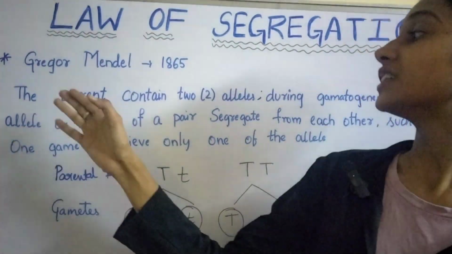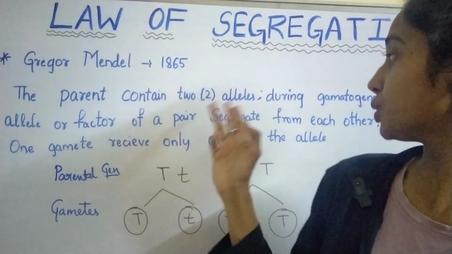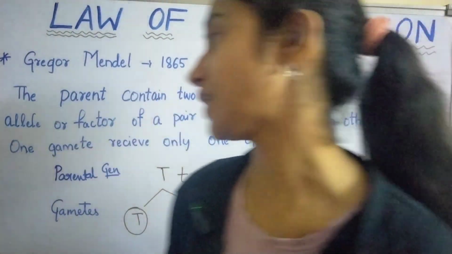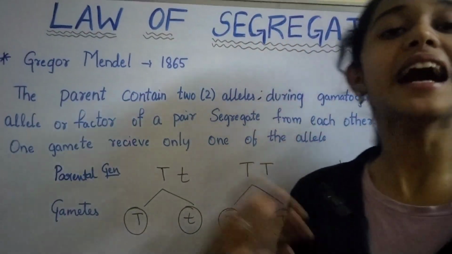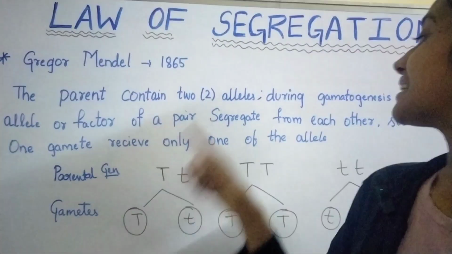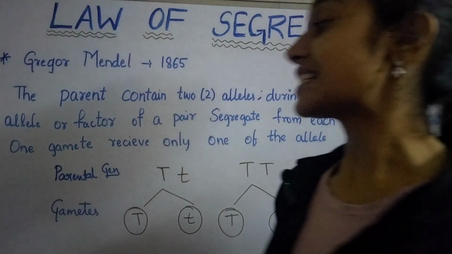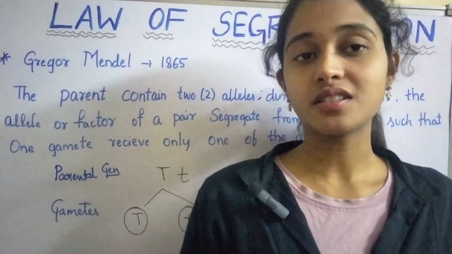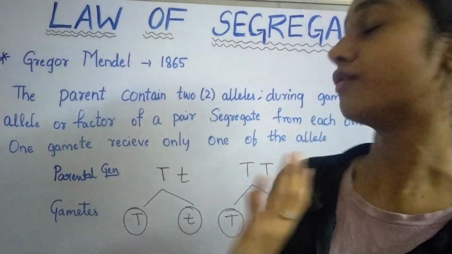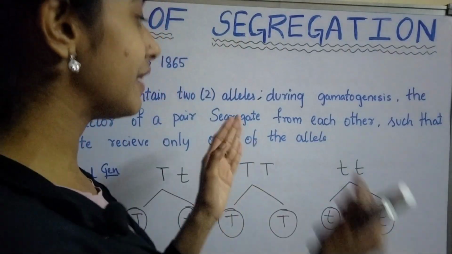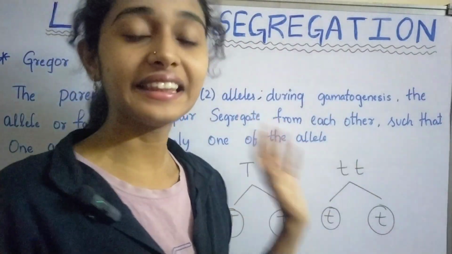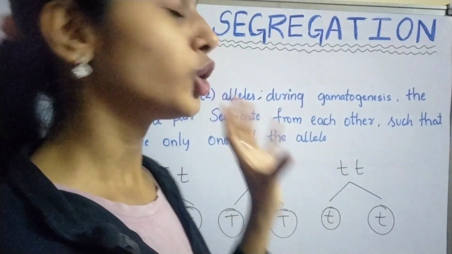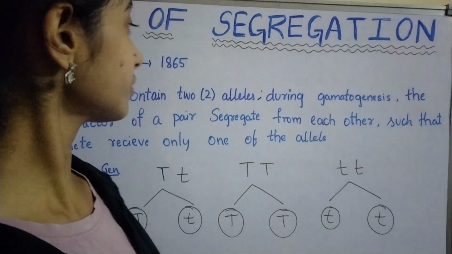The law states that the parent contains two alleles during gamete formation. The alleles of a pair segregate from each other such that one gamete receives only one of the alleles. Okay, we will understand this statement through examples.